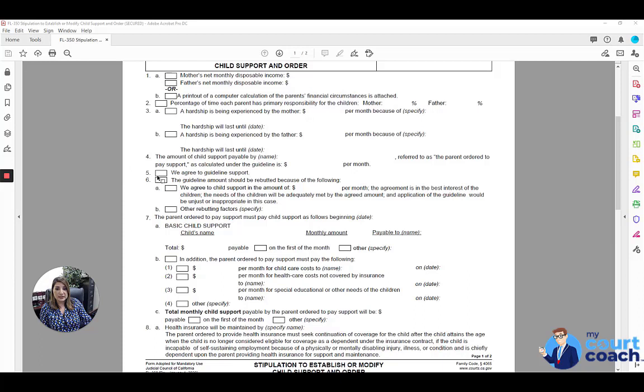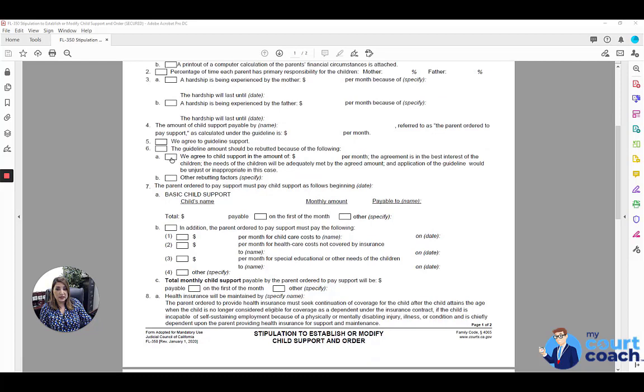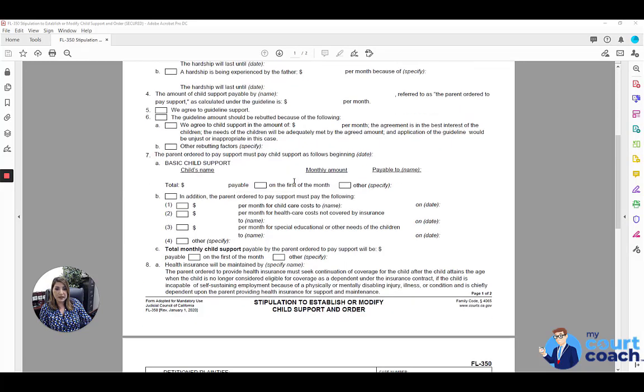If you do not agree to this, leave box 5 unchecked and mark box 6 instead, which says the guideline amount should be rebutted because of the following. And then below that, you're going to mark the box 6A and include what the amount is that you are agreeing to if it's a non-guideline amount. And the explanation here is just that it's in the best interest of the children and the needs of the children will be met. If there's other explanation for why you're agreeing to a non-guideline formula, you can include that in line 6B.